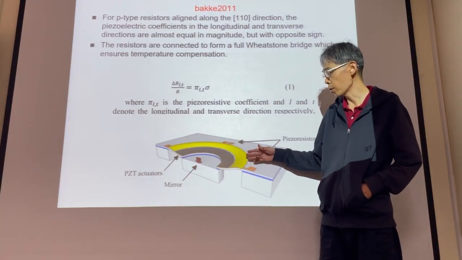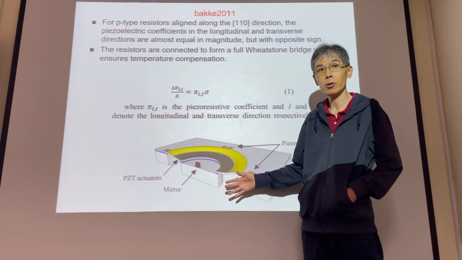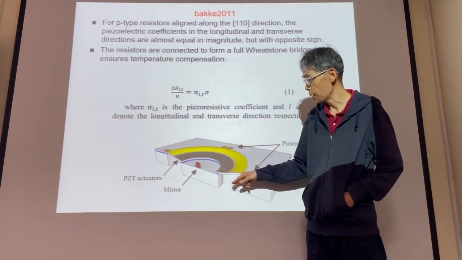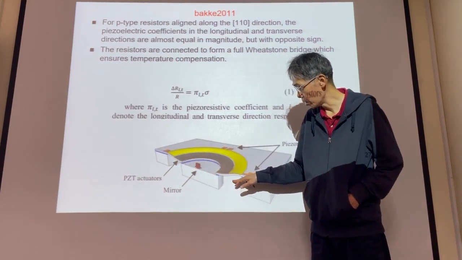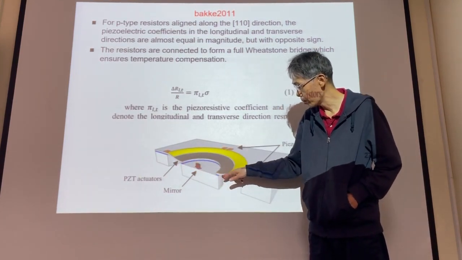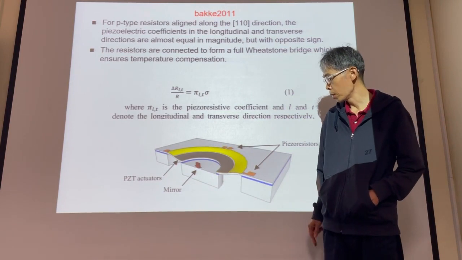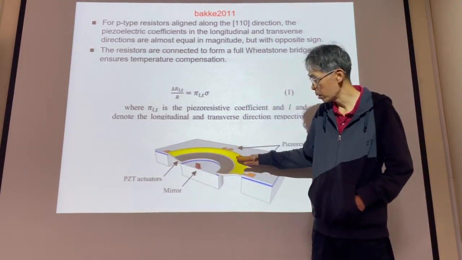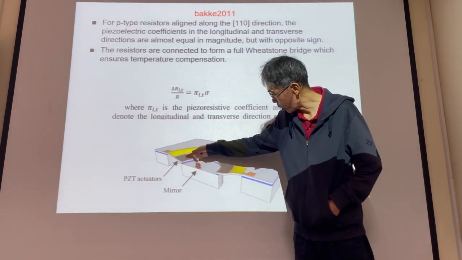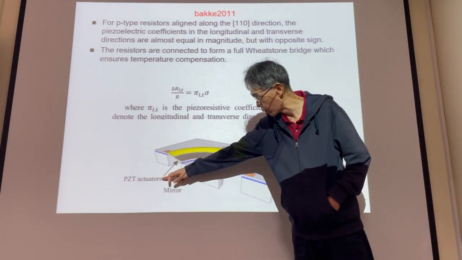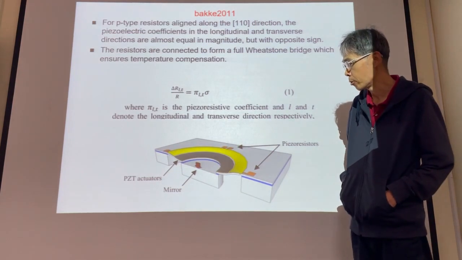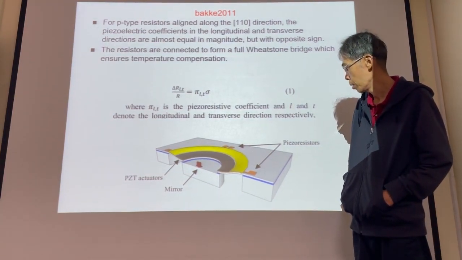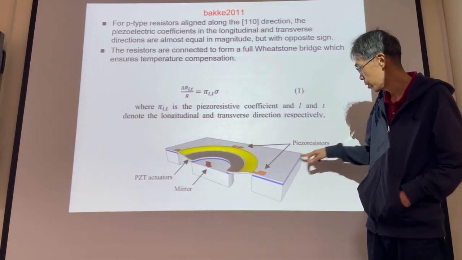So we cut the device cross-sectionally. Then this is the cavity. We have a big mass here. So this is a membrane, a thin film membrane. And the black one is the piezo actuators. Then we have piezo resistors.